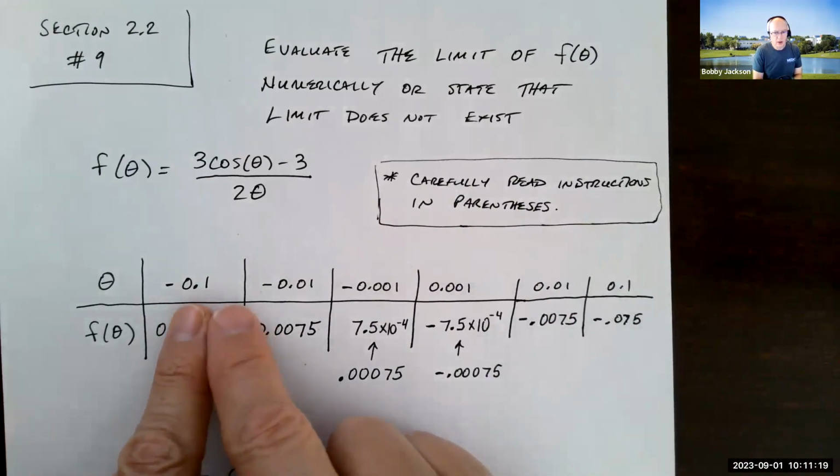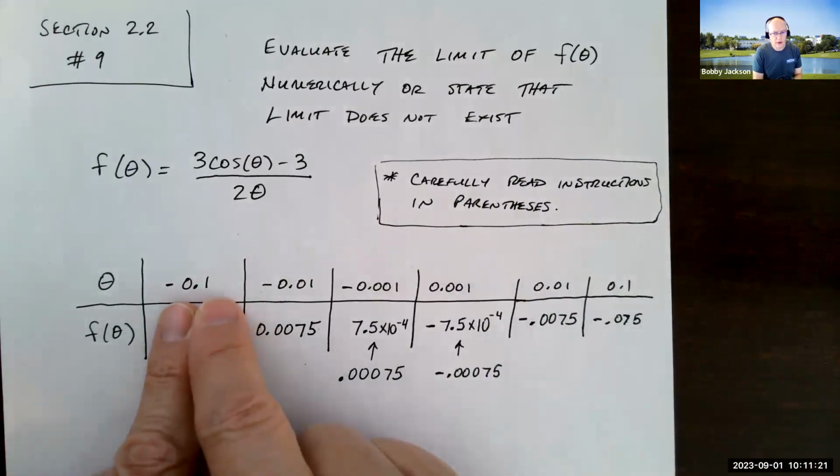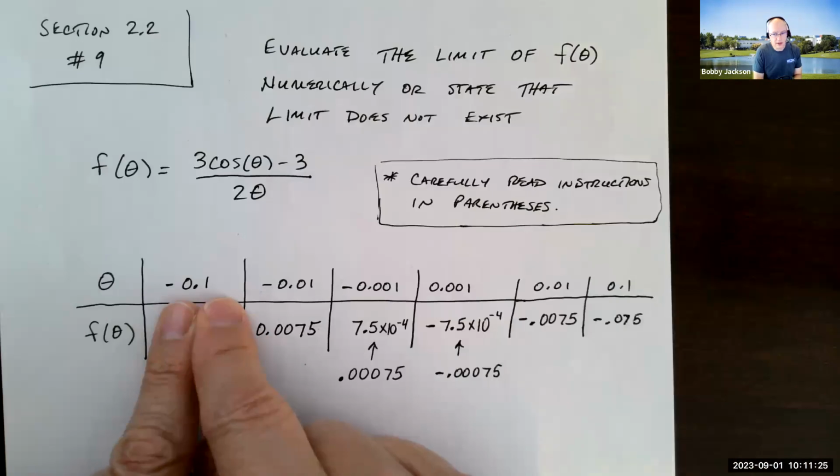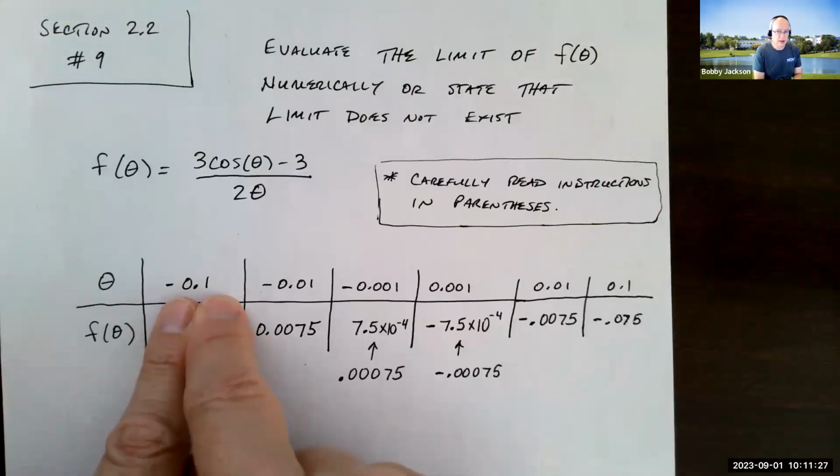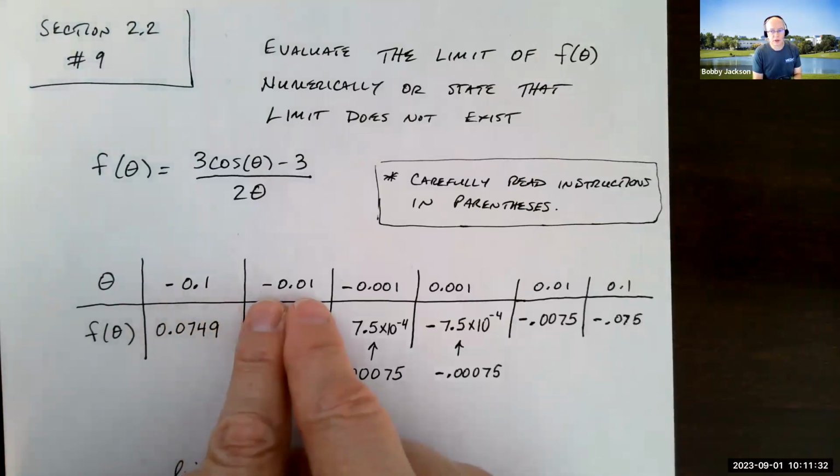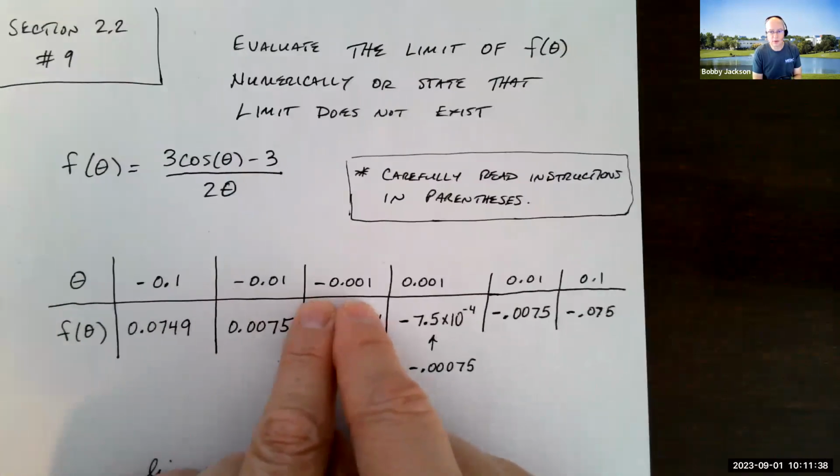And so getting close to 0, maybe you can start at negative 0.5 or negative 0.2. I'm starting at negative 0.1. It doesn't matter. You just want to keep getting closer, right? This is by a factor of 10. Negative 0.01 is closer to 0, and negative 0.001.